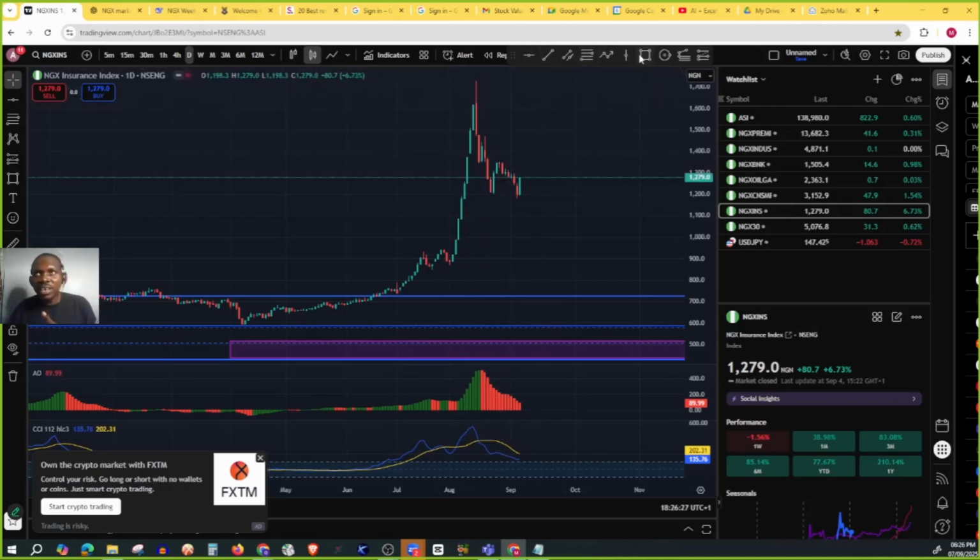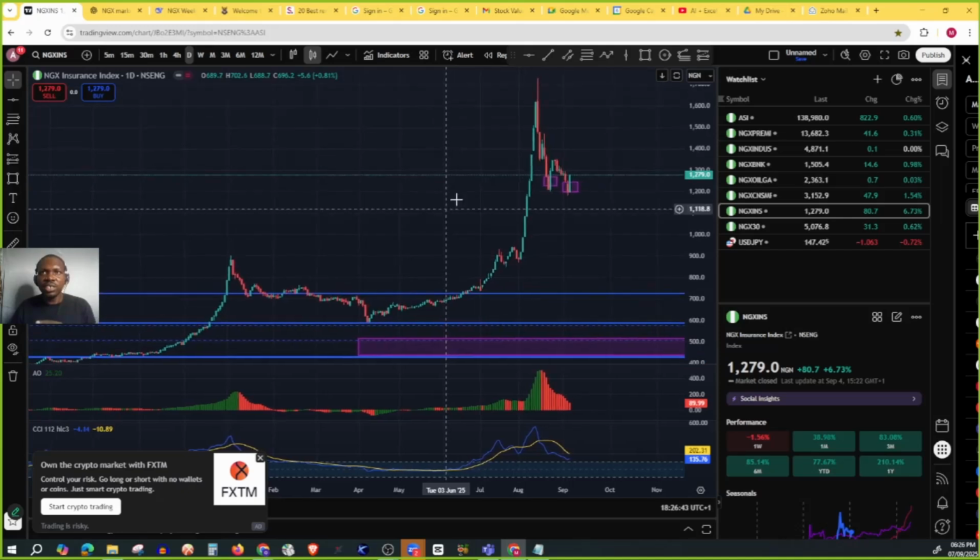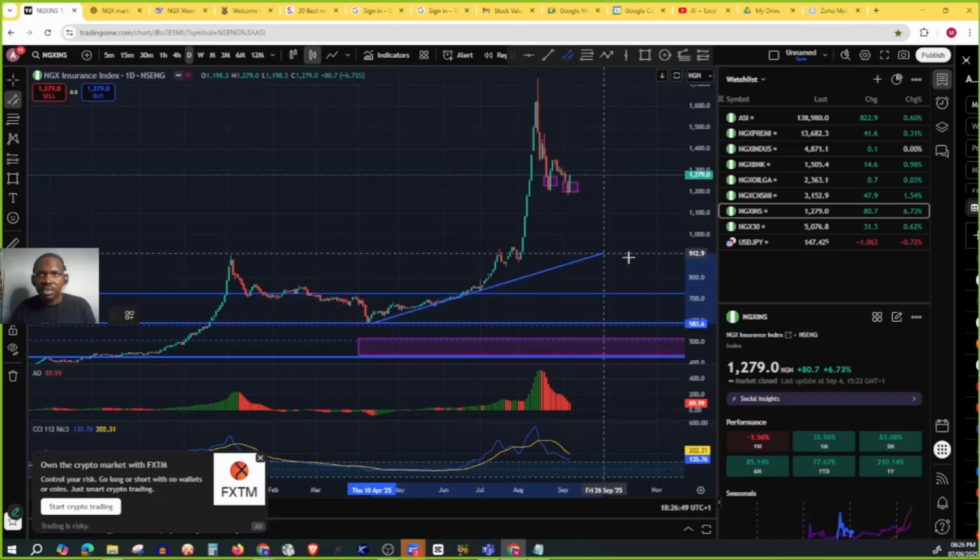I see a bullish engulfing here, and the market came a little lower and formed another bullish engulfing. This is a double bottom. Let's measure this retracement. Okay, let me draw my trend line.